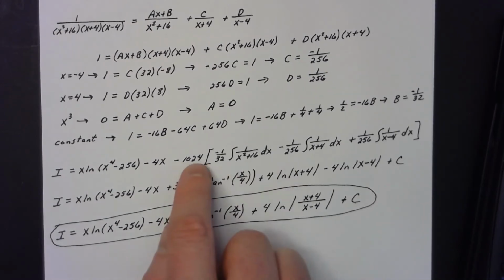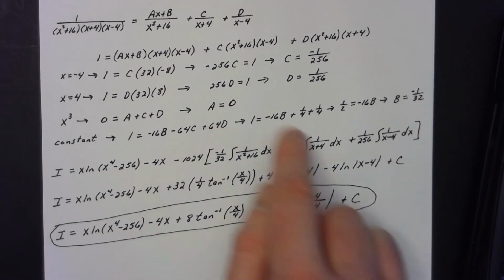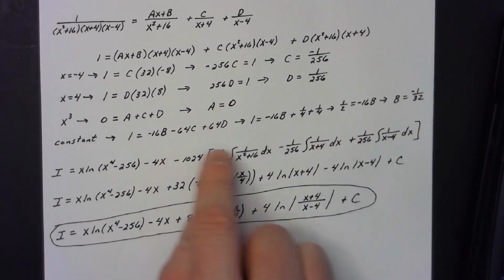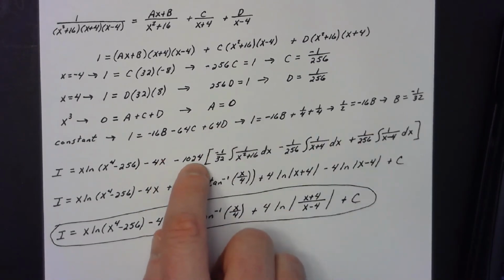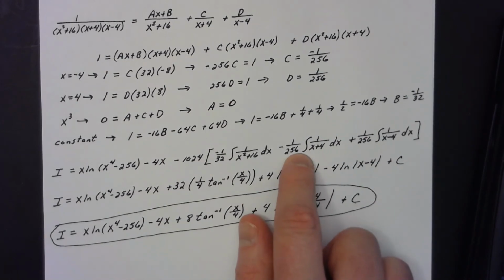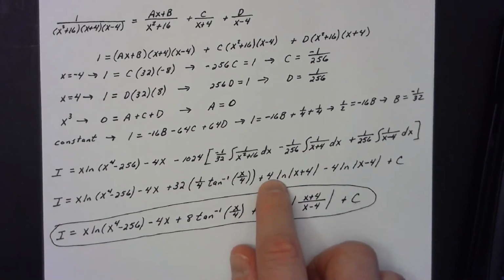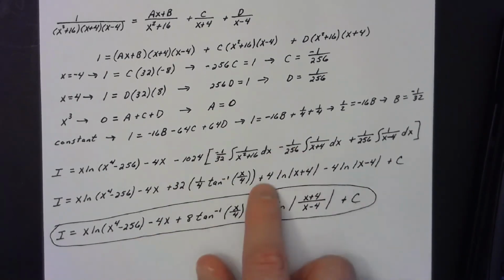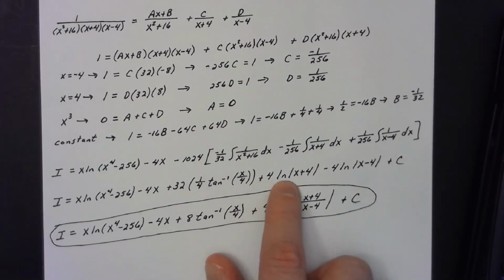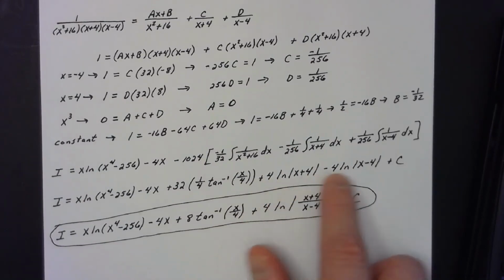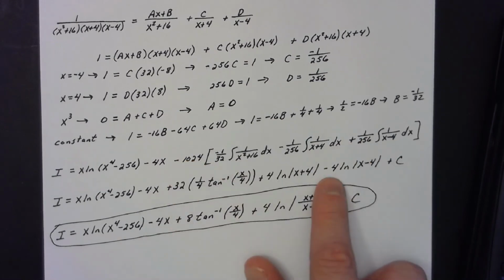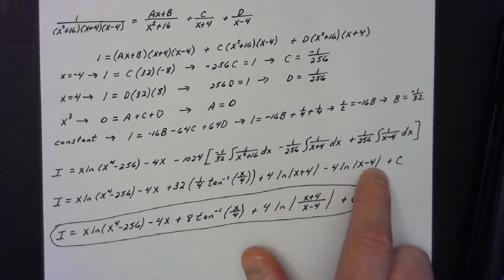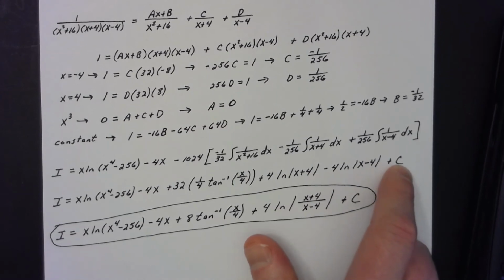And then in the next one, I distributed this 1024 to each of my other integrals. When I did that, 1024 divided by 256 gave me 4. And the first one, it's a negative times a negative for a positive: positive 4 natural log of x plus 4. And then I would have minus 4, since it's a negative times a positive, natural log of the absolute value of x minus 4, plus your constant of integration.